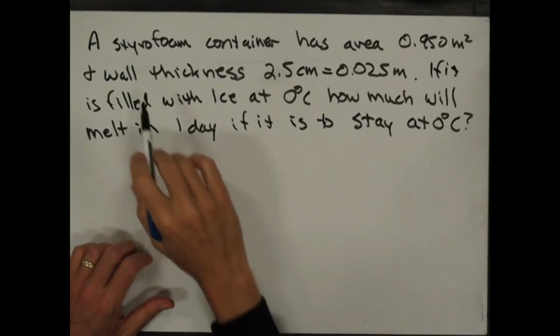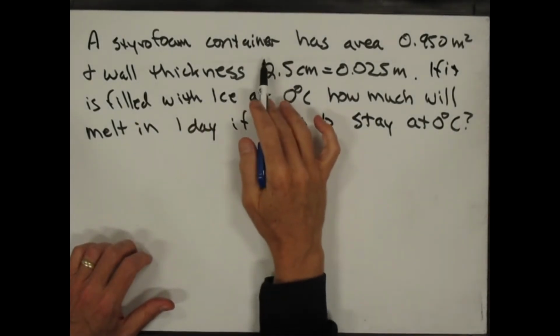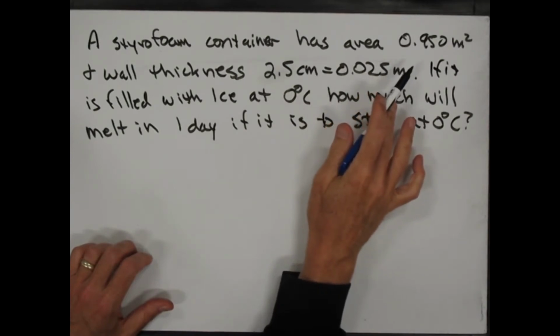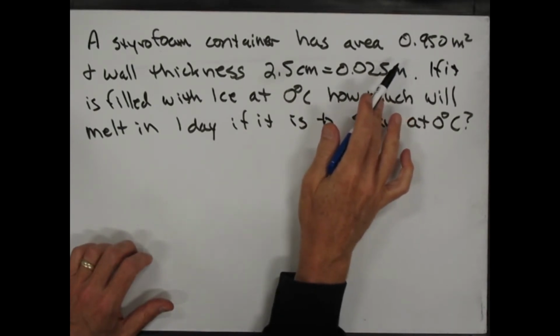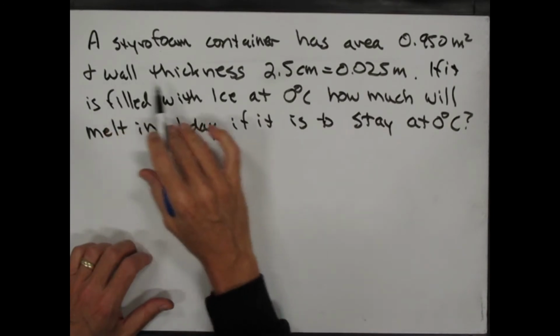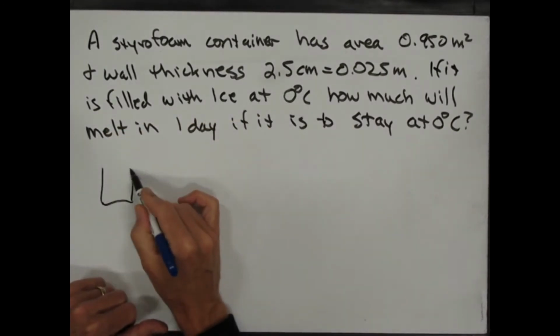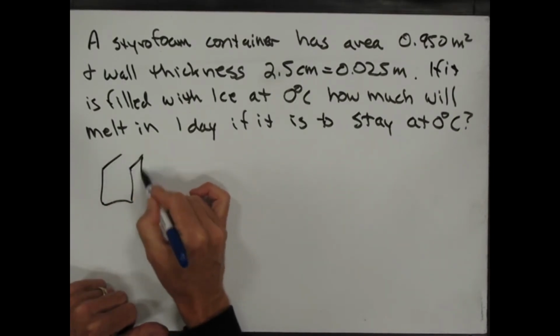So the question is, a styrofoam container, this would be like an igloo, an ice chest, has an area of 0.950 square meters and a wall thickness of 2.5 centimeters. So it's a box. I don't know if I can draw this.